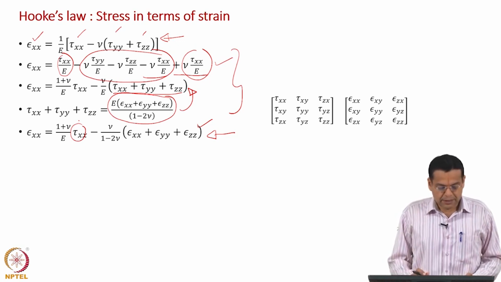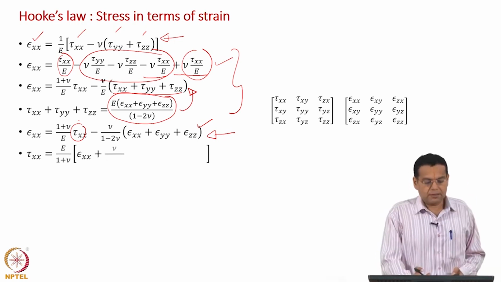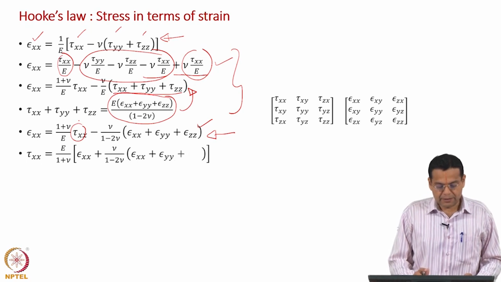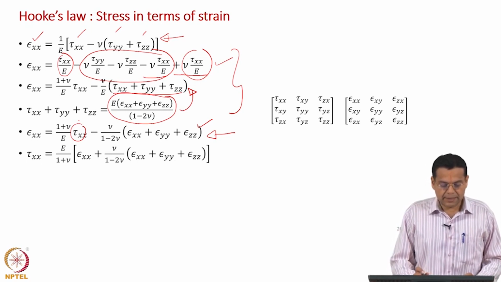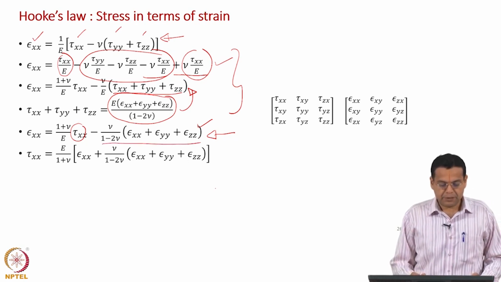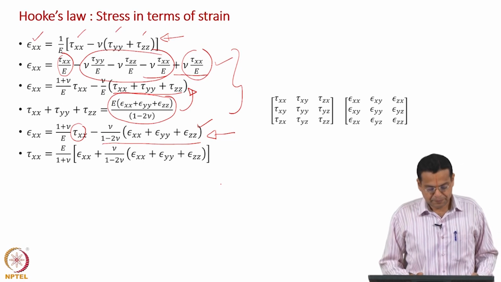So, let us do a simple rearrangement, bringing tau xx on the left hand side, and what we get is epsilon xx plus these terms into E by 1 plus nu.